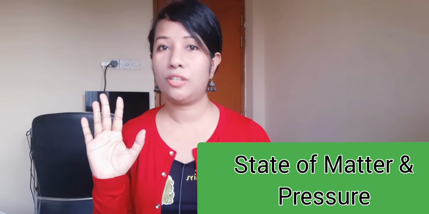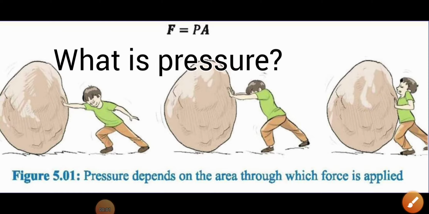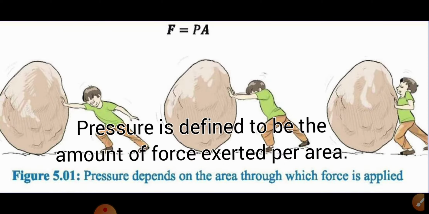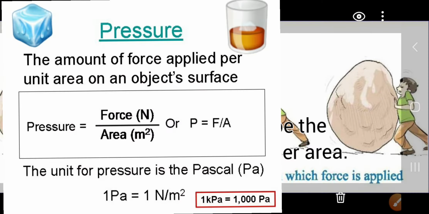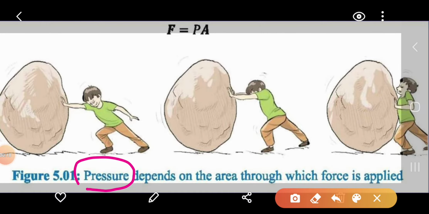In this video I'm going to teach you physics chapter 5, that is the state of matter and pressure. What is pressure? Pressure is defined to be the amount of force exerted per area. So pressure depends on the area through which force is applied.